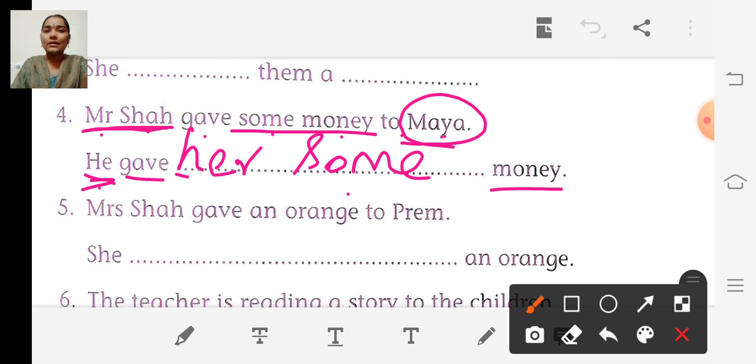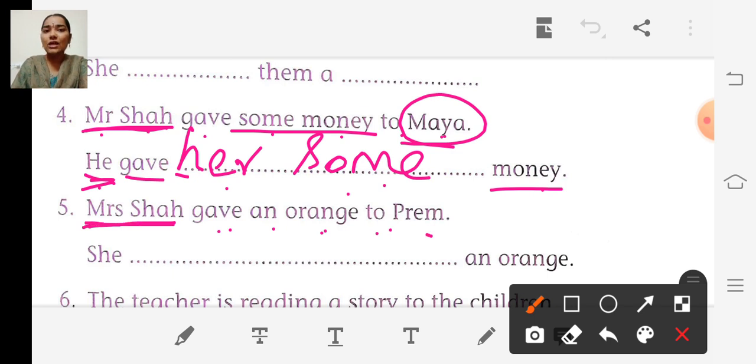Okay, he gave her some money. Okay, look at the fifth sentence. Mrs. Shah, not Mr. Shah, Mrs. Shah gave an orange to Prem.